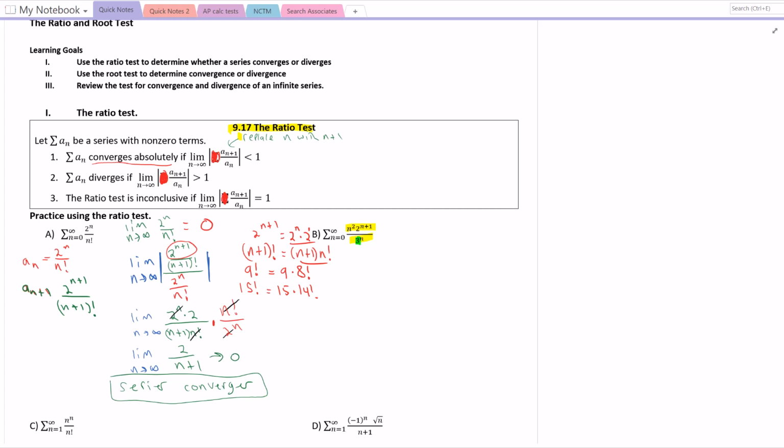So let's do our test. We're going to take the limit as n goes to infinity of the absolute value of a_{n+1} over a_n. So when I plug in n plus 1 here, that's going to become n plus 1 plus 1, which is n plus 2, and then divided by 3 to the n plus 1. And like I said before, I know that I'm going to have to divide by this thing, which is the same as multiplying by the reciprocal. So instead of writing all that out, we're going to multiply by the reciprocal.